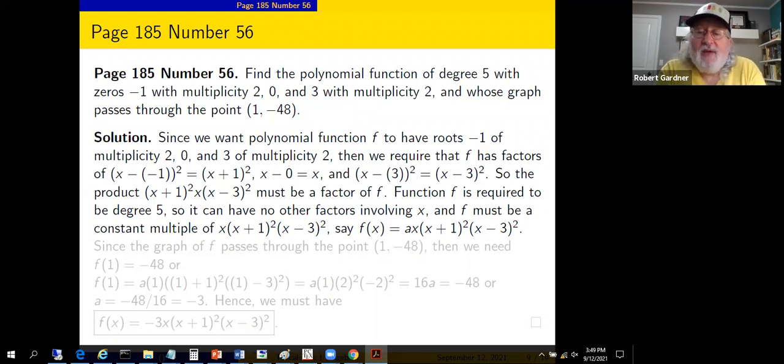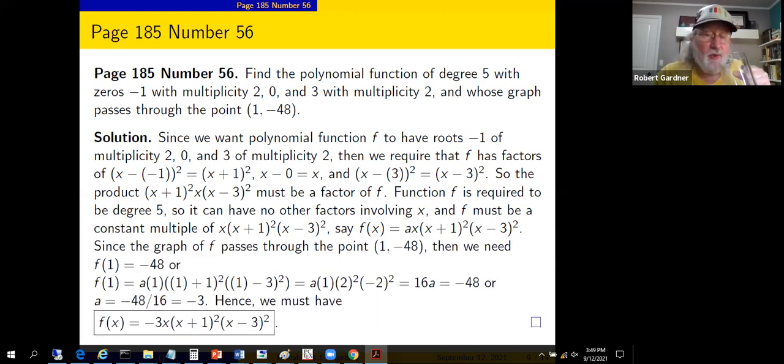How do you find a? Well, just like we did in the last one. We know f of 1 must equal negative 48 because we want the point 1, negative 48 to be on the graph of function f. What does that mean? f of 1 equals negative 48: when x equals 1, f of x equals negative 48. So that's the information we're desiring to satisfy. And we know f of x in terms of x and this unknown parameter a. And we'll find a using this information.